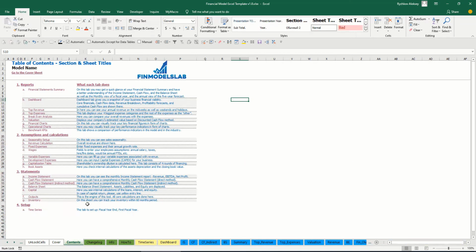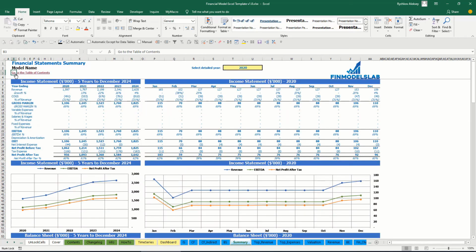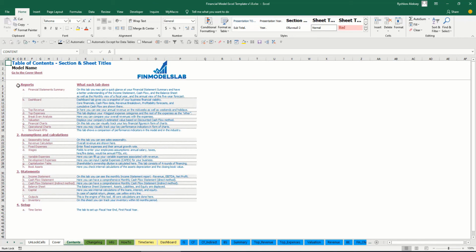Additionally, you have a Contents tab, which allows you to navigate across the model very simply. So you may click on any report and you can go back. It is broken down by reports, assumptions, statements and setup.